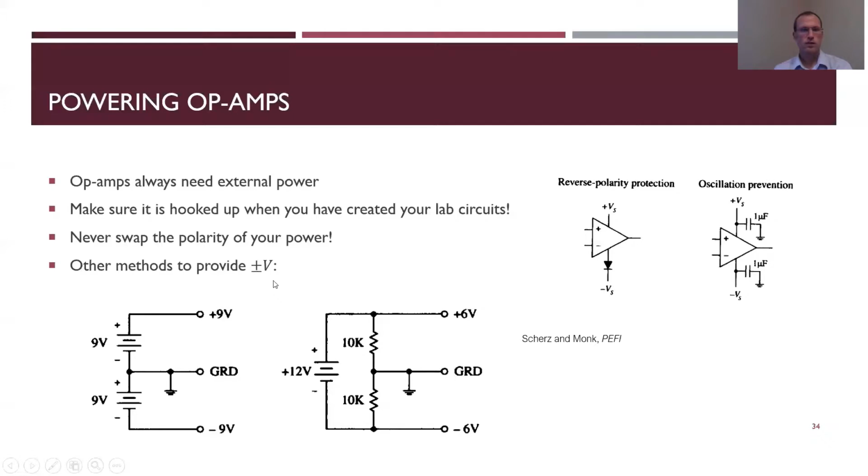There are other methods to provide plus and minus voltage if you only have a positive voltage. If you have 2 batteries or just 1 battery, you can get positive 9 volts and negative 9 volts out of that, or positive 6 volts and negative 6 volts.